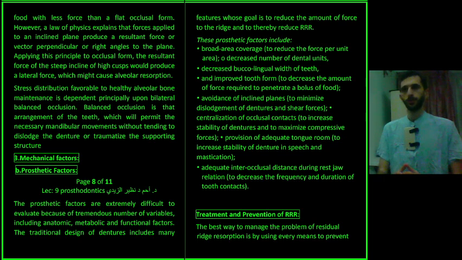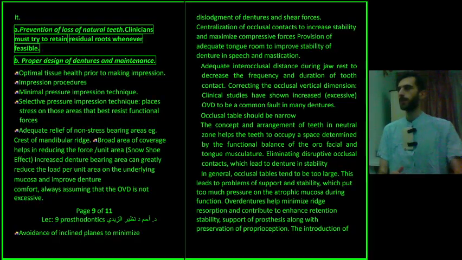Provision of adequate tongue room to increase stability of denture in speech and mastication. Adequate interocclusal distance during jaw rest relation to decrease the frequency and duration of tooth contacts. Treatment and prevention of residual resorption. The best way to manage the problem of residual resorption is by using every means to prevent it. A. Prevention of loss of natural teeth. Clinicians must try to retain residual roots whenever feasible.